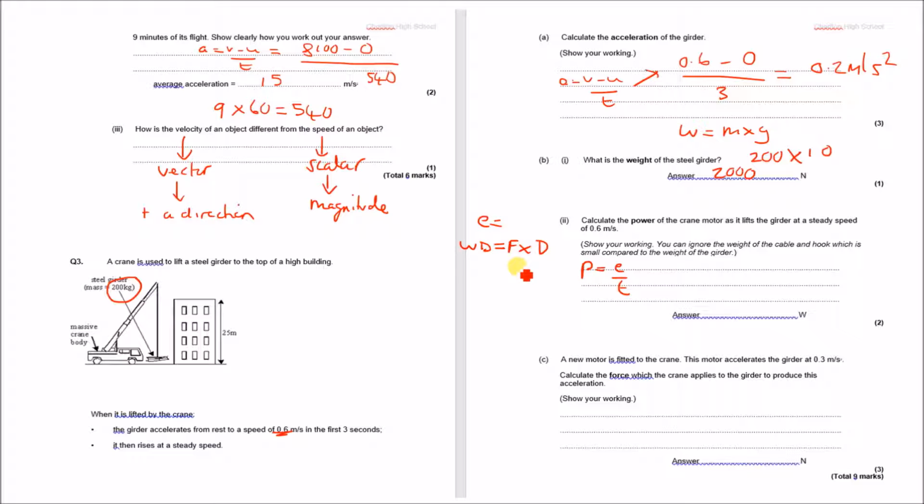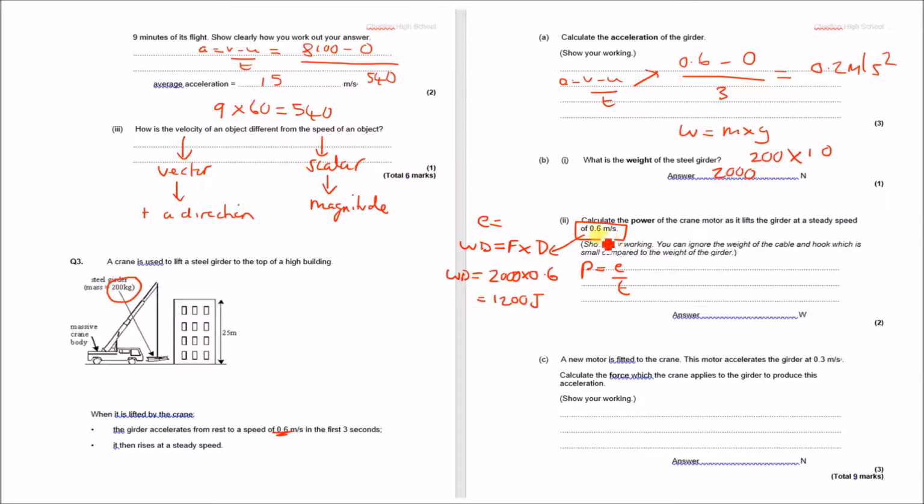Now how are we going to work this out? Well, we know that this is going 0.6 meters per second. So in 1 second, it's gone 0.6 meters. So work done is equal to force times distance. We know that the distance moved is going to be equal to 0.6 meters, and that's times by the force or weight, which is 2,000. 2,000 times 0.6 is going to give us our work done, and that is equal to 1,200 joules.